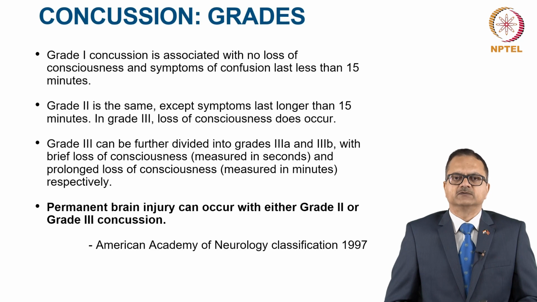In grade 3, loss of consciousness does occur. Grade 3 can be further divided into 3A and 3B. If the loss of consciousness is brief and can be measured in seconds, it is grade 3A. If the loss of consciousness is prolonged and can be measured in minutes, it is grade 3B. Please note, however, that permanent brain injury can occur with either grade 2 or grade 3 concussion.